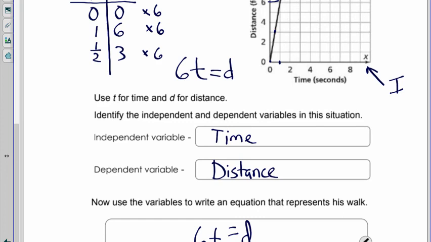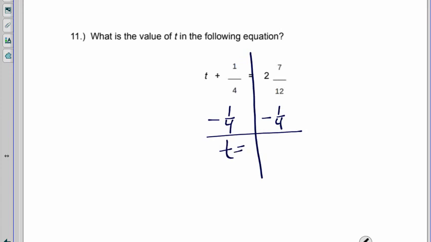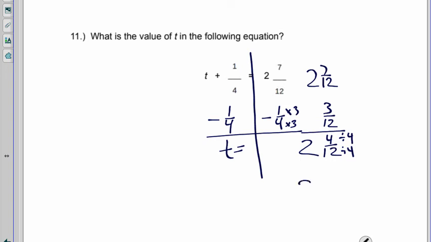Last question, pretty straightforward. Find t. So I'm going to subtract. I have a t plus 1/4, so I'm going to subtract 1/4 from both sides. And I get t equals, I need a common denominator before I can subtract. It's going to be 12. And 1/4, I'm going to multiply by 3 here. And I get 3 twelfths. And if I subtract, I get 4 twelfths and 2. And of course, that needs to be simplified. I can divide top and bottom by 4. And I get 2 1/3 as my final reduced answer.